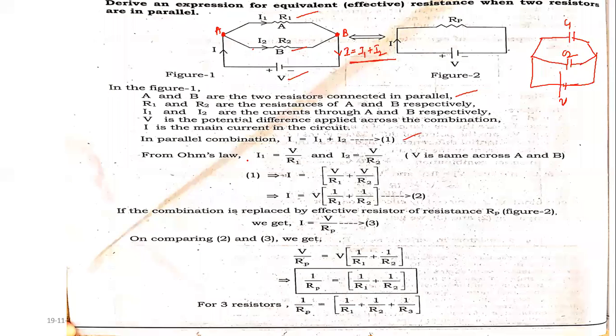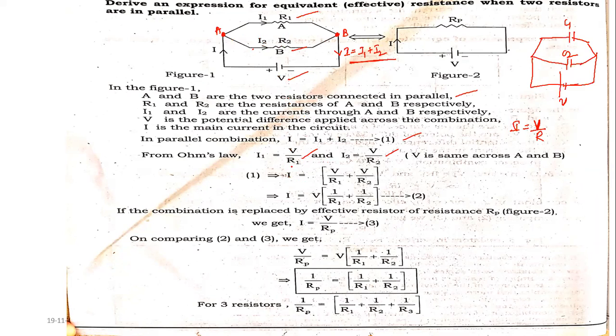Okay, again by using Ohm's law. Ohm's law says I is equal to V divided by R. Here we need I1. The common potential V will be the same; what changes is the current. Therefore I1 is equal to V divided by R1, I2 is equal to V divided by R2. V is the same across A and B, so the potential difference across A and B will be the same.